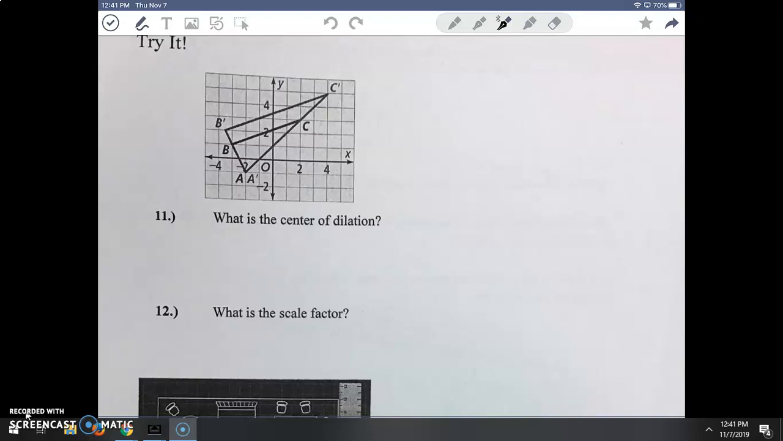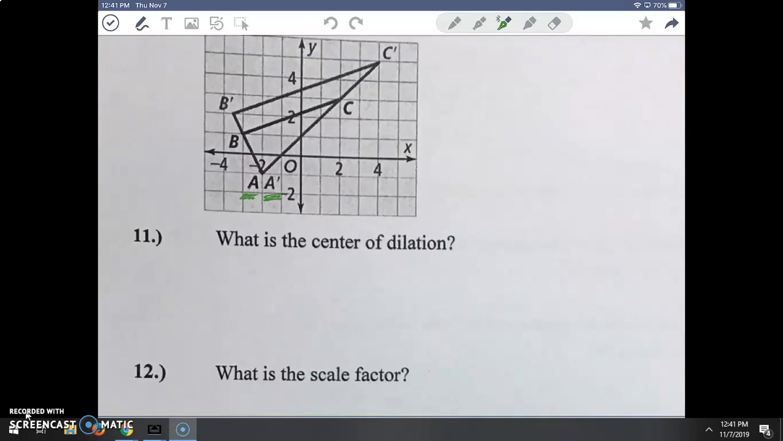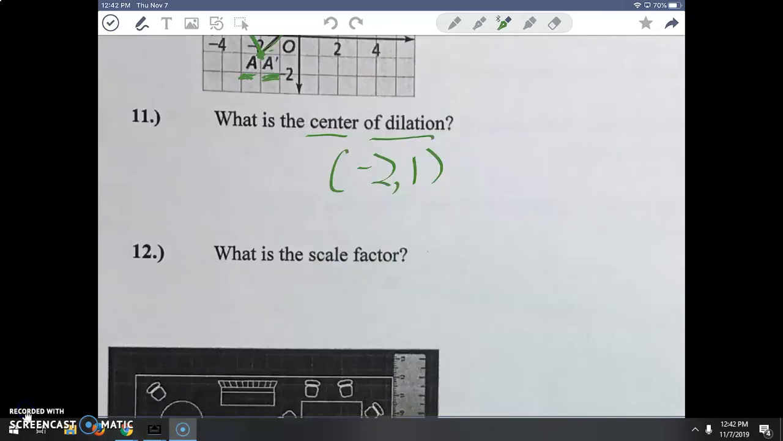The center of dilation in this one, you'll notice that A and A prime are in the same spot. So that's where the center is. So the center is at what coordinate? I'll go ahead and help you out with that one. The coordinate of this, which is where both of them start, is -2, 1. Now you try to figure out the scale factor from this. I'm going to go ahead and help you out with this one too.